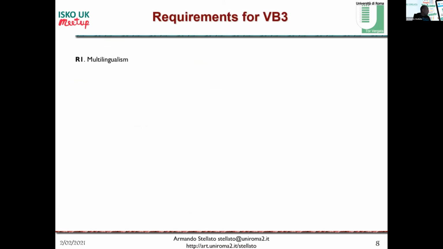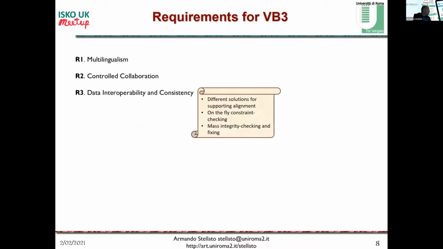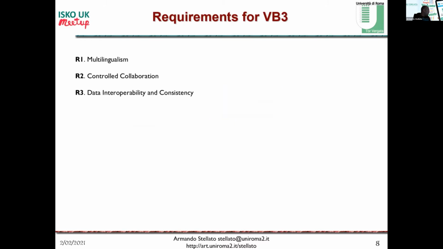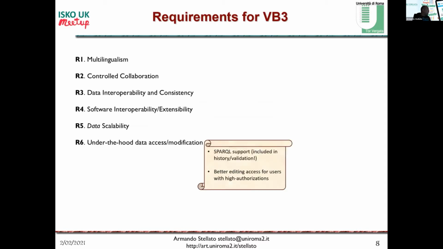And there was a long list of requirements. This is a list of very general topics, such as multilingualism, controlled collaboration, data interoperability and consistency. So the possibility also to do on-the-fly constraint checking, to provide different solutions for supporting alignment, and mass integrity checking and fixing. Software interoperability and extensibility, data scalability, and under the hood data access modification. We wanted to have support for SPARQL, obviously. I mean, now it would be a must. And also better editing access for users with high authorizations.